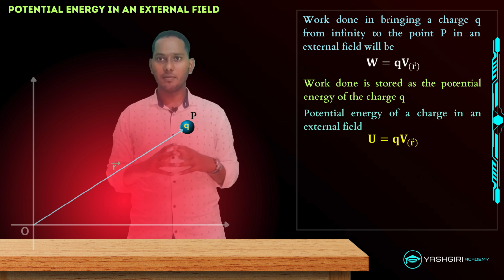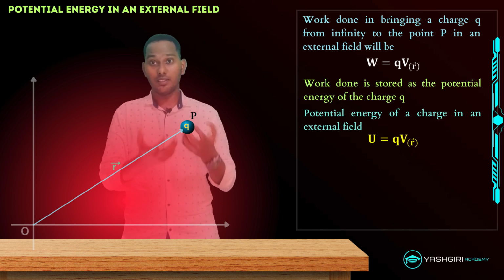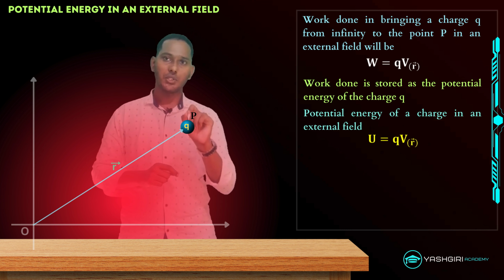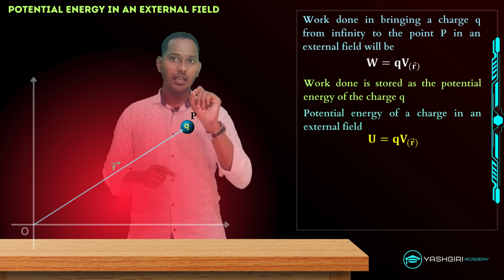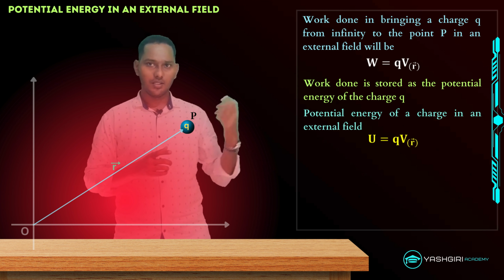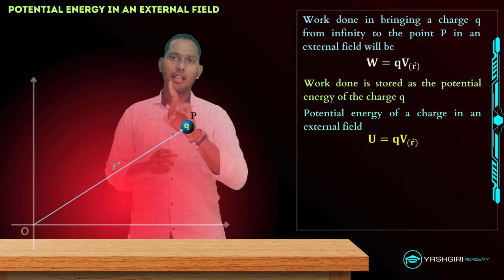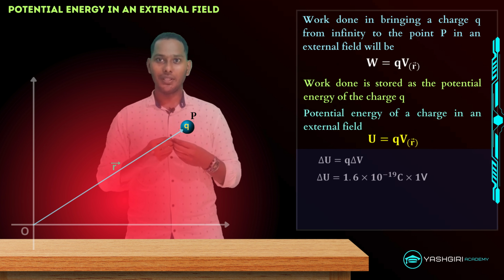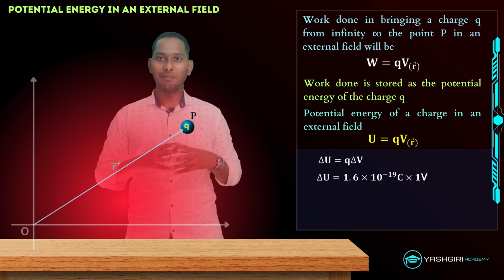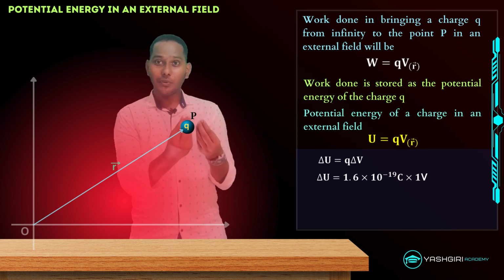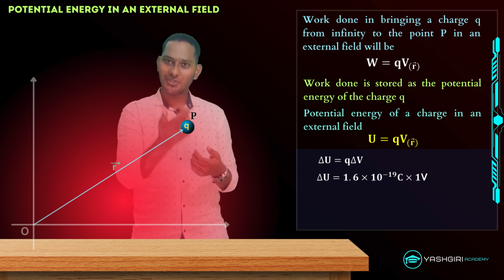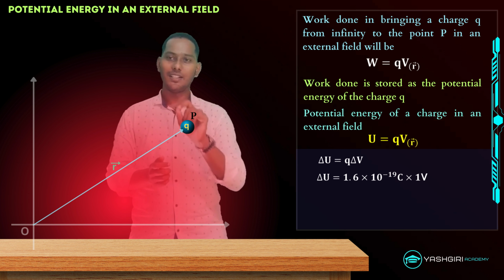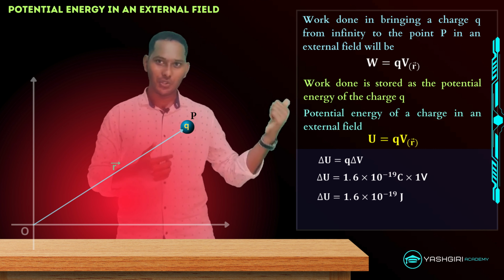The W I can replace by U, because I know work done gets stored in the form of potential energy. So U will be equal to, students, the charge q into the electric potential. This is the relation we have here. Now, if you have an electron of charge 1.6 into 10 to the power minus 19 coulomb, and you move that electron across a potential difference of 1 volt, what will be the change in potential energy? It is 1.6 into 10 to the power minus 19 joules.